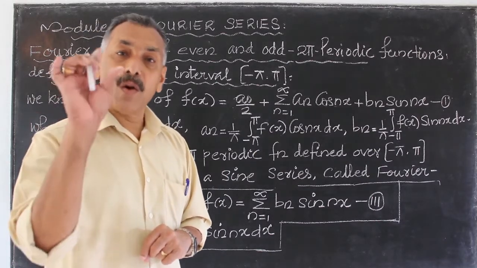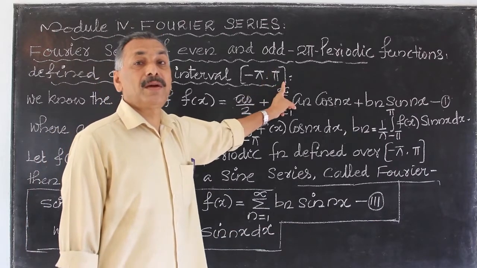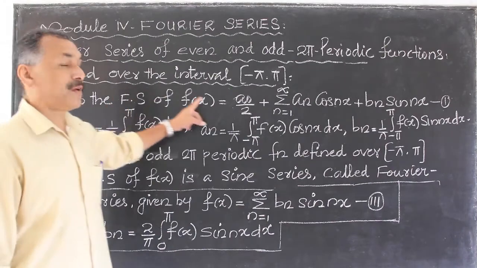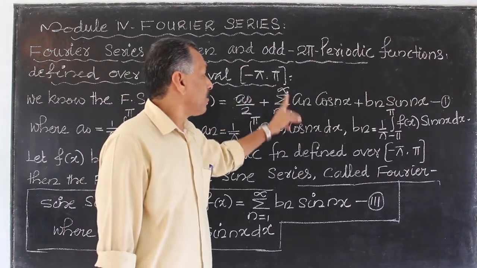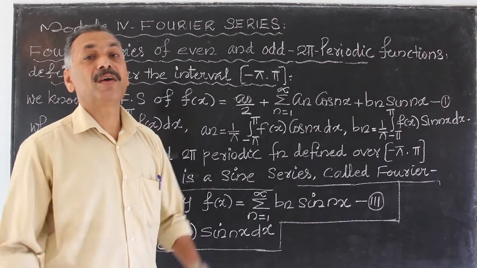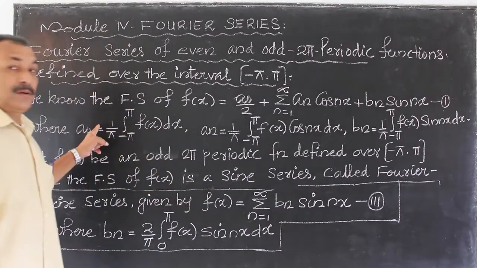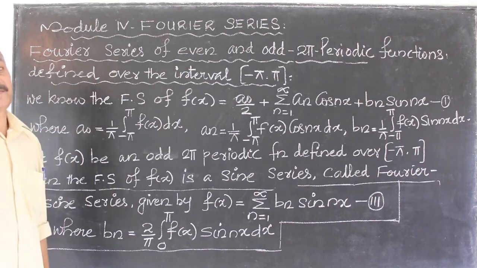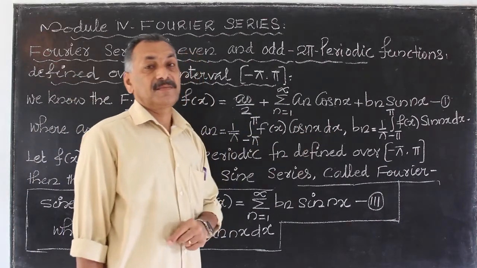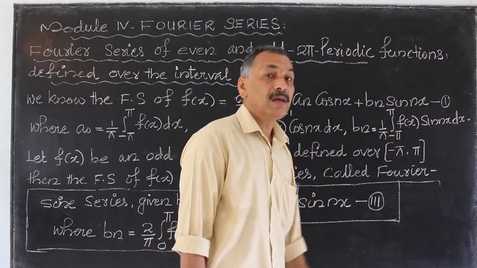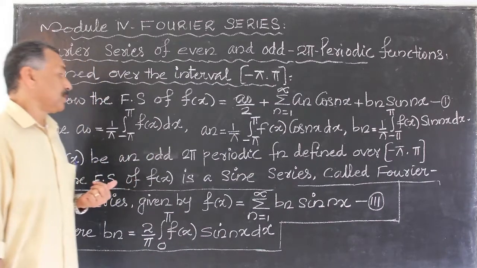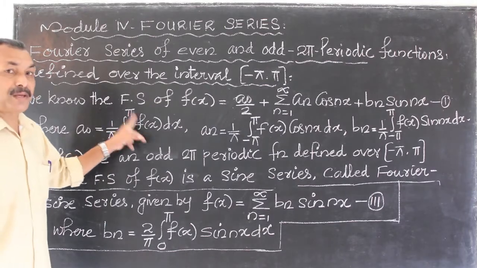Similarly, next we consider f(x) is an odd function defined in the interval minus pi to pi with the period 2 pi. Then we know the Fourier series of a function f(x) is given by a0 by 2 plus sigma n 1 to infinity an cos nx plus bn sin nx. What is a0? a0 is equal to 1 by pi integral minus pi to pi f(x) dx. an is equal to 1 by pi integral minus pi to pi f(x) into cos nx dx. And bn is equal to 1 by pi integral minus pi to pi f(x) into sin nx dx.